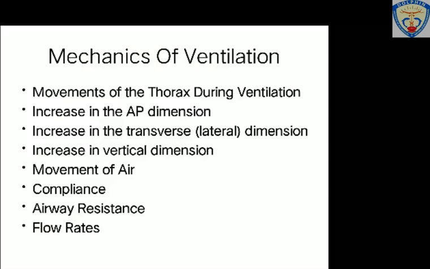Next, increase in the vertical dimension. The central tendon of the diaphragm descends and the muscle contracts. Elevation of the ribs increases the vertical dimension of the thorax and improves the effectiveness of the diaphragm. At the end of the inspiration, these muscles relax and elastic recoiling occurs, which causes the diaphragm to move superiorly. Clear?